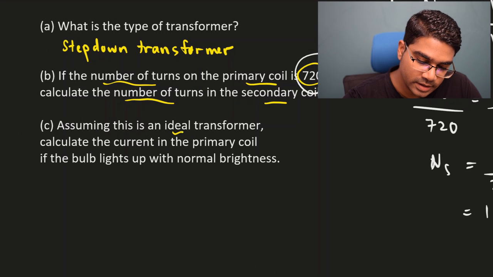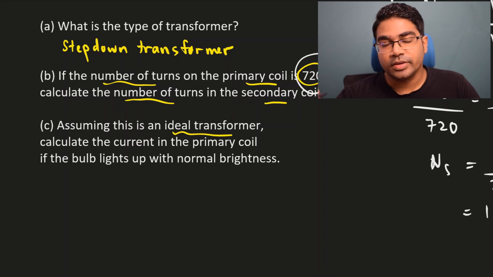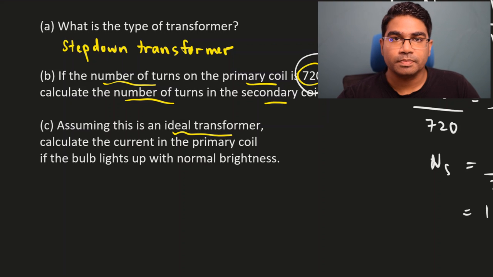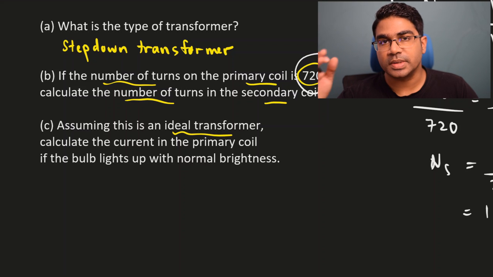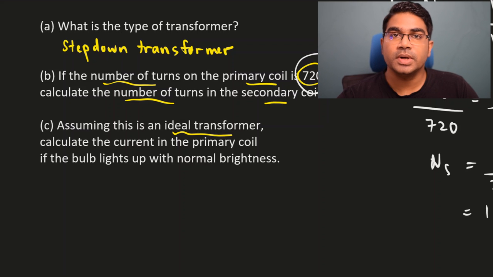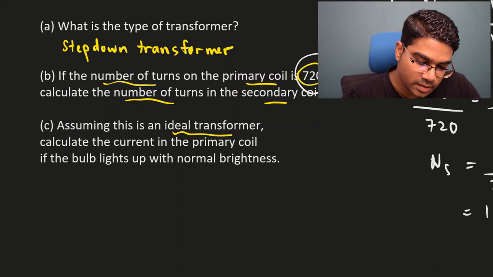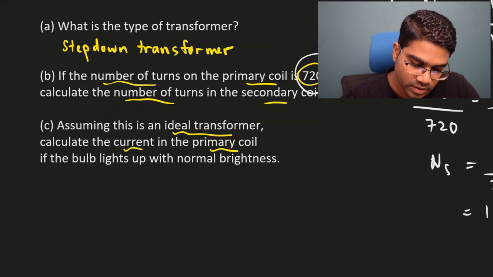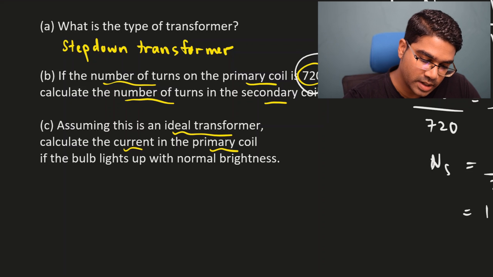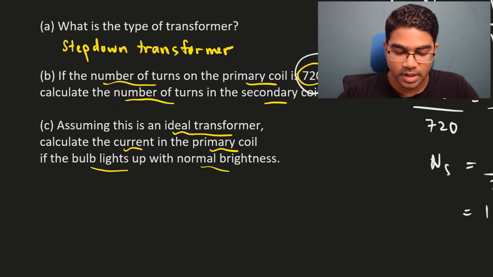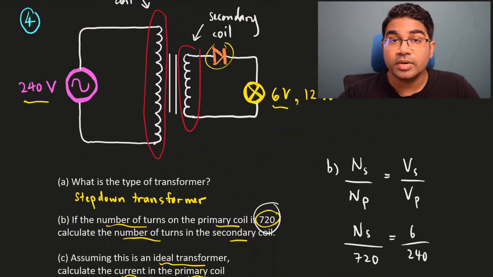Assuming this is an ideal transformer. What does an ideal transformer mean? In an ideal transformer, there is no loss of energy. So the energy transfer is 100%. The efficiency of the transformer is 100%. No energy is lost. So calculate the current in the primary coil if the bulb lights up with normal brightness. So the bulb lights up with normal brightness. We want to know the current in the primary coil.